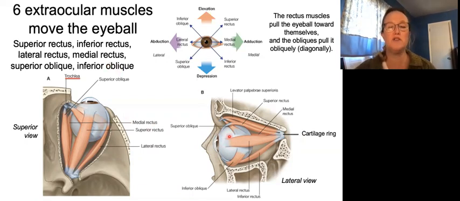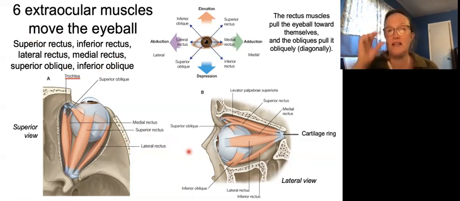There are 4 straight ones that run straight from the top, bottom, and the 2 sides of the eyeball towards the back. Those are called the rectus muscles. Rectus means straight, and you remember that from rectus abdominis, rectus femoris. So these are the rectus muscles of the eyeball on the 4 sides. The superior rectus at the top, the inferior rectus below, the lateral rectus on the lateral side here, and the medial rectus, obviously on the medial side. Then we have 2 oblique muscles, the superior and inferior oblique muscles.